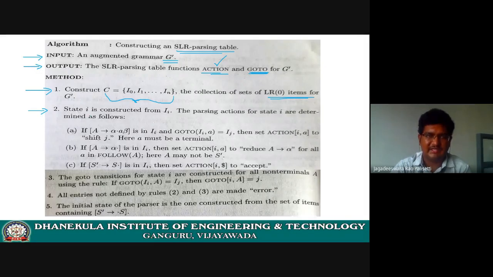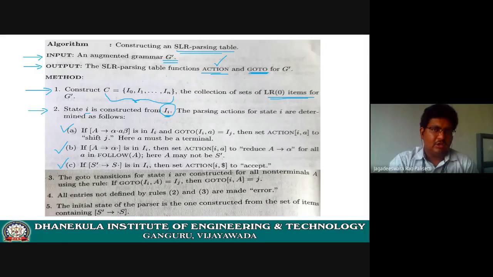Am I clear? So let us consider state Ii is being constructed from Ii. You can consider this i as the state number. Then what actions can you do? Either you can perform shift, reduce, or accept. These are the three you can write in the algorithm. So those three: first one, A, is our shift action, B is the reduce action, and C you can consider as accept.